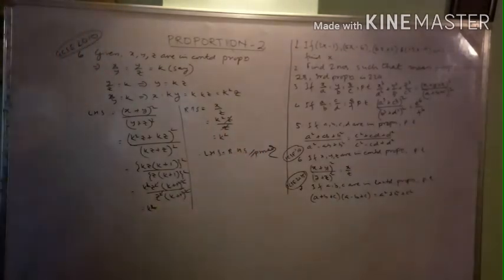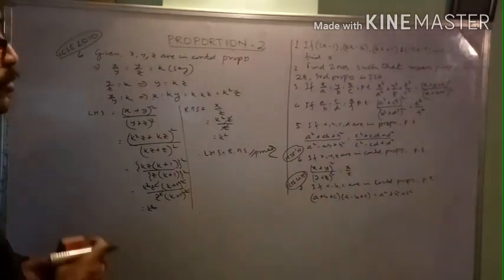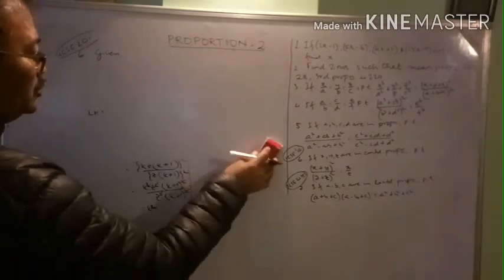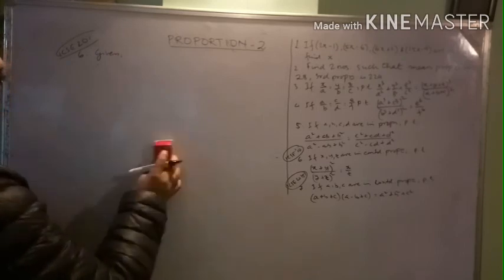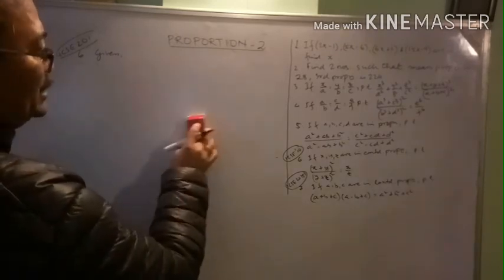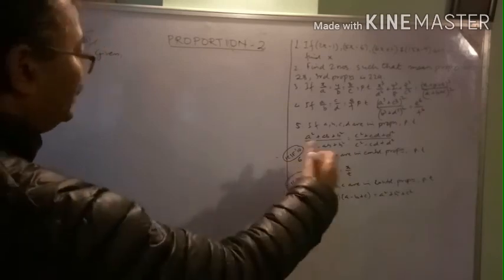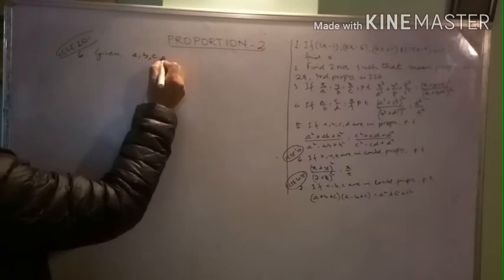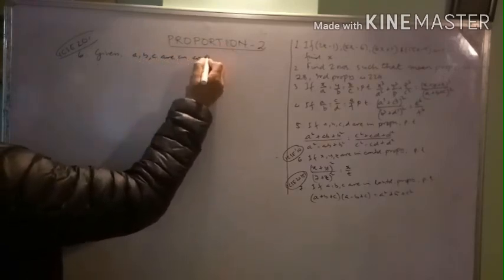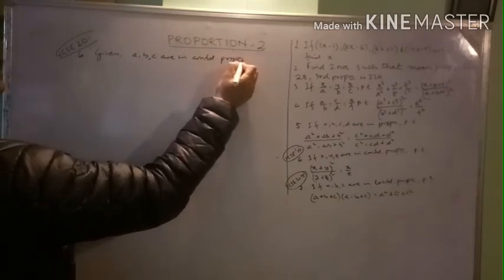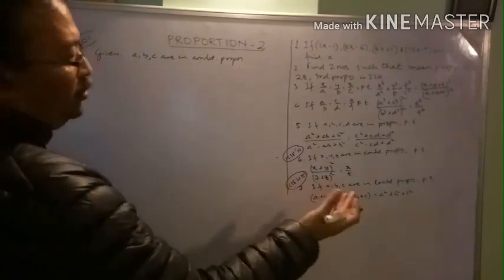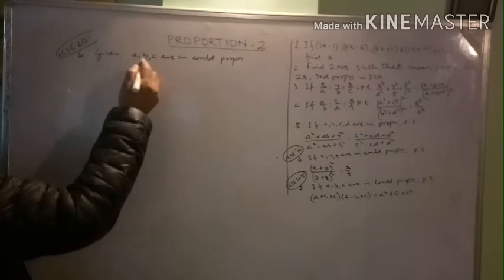Okay. Now we'll take the last question for today, that is question number 7, which came in the year 2015. This is also similar to question number 6 only, but it's given in a slightly different way, so we can solve it in another way also. What is given is A, B, C are in continued proportion. It's given in product form, so without using k also we can solve it. I'll show you that other method.